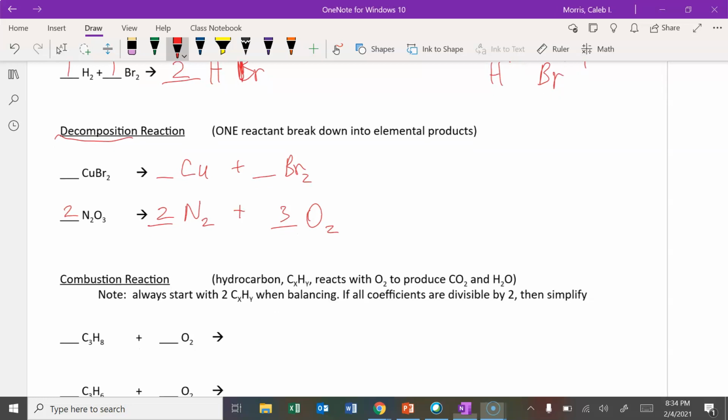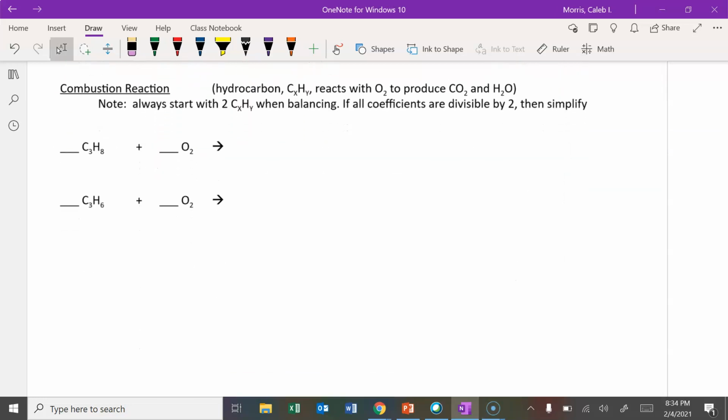In class, continuing on, we're going to talk about combustion reactions, predicting products for them. Okay, these are a little bit different. They're actually really easy to predict, but you just have to recognize them.